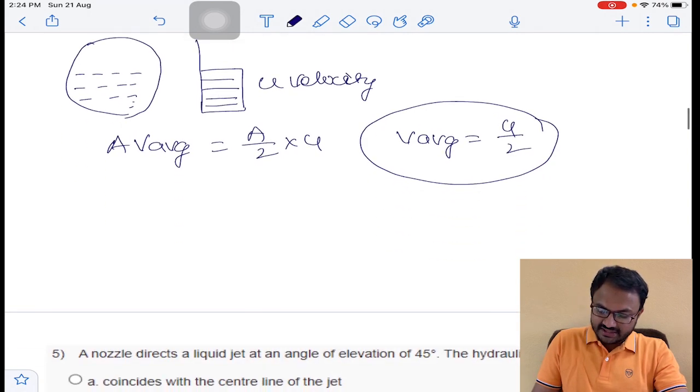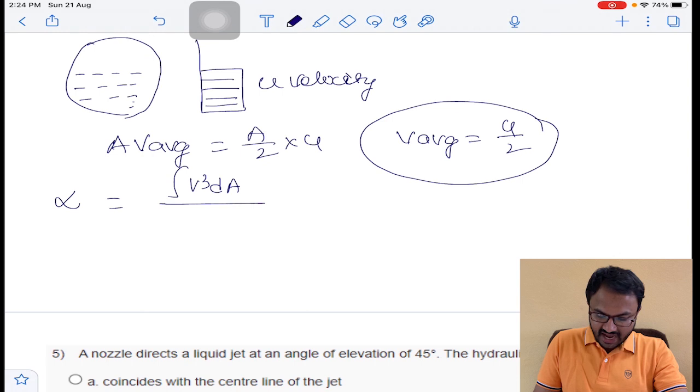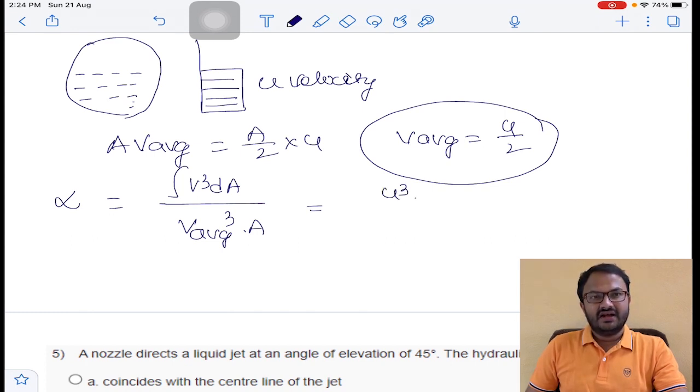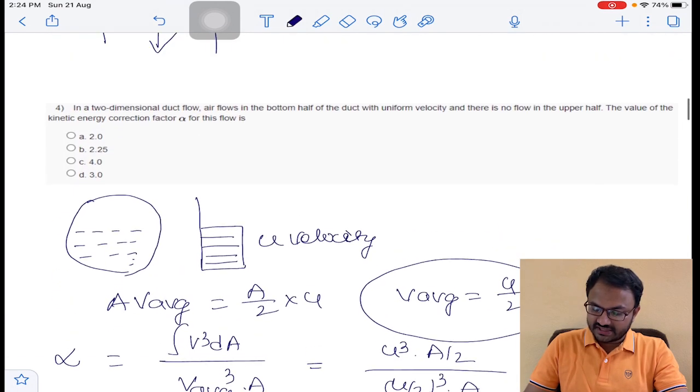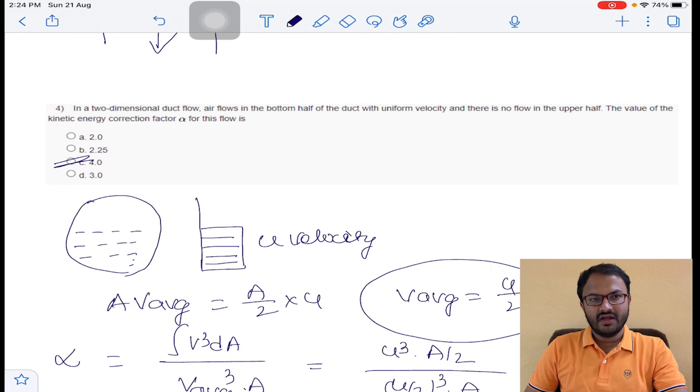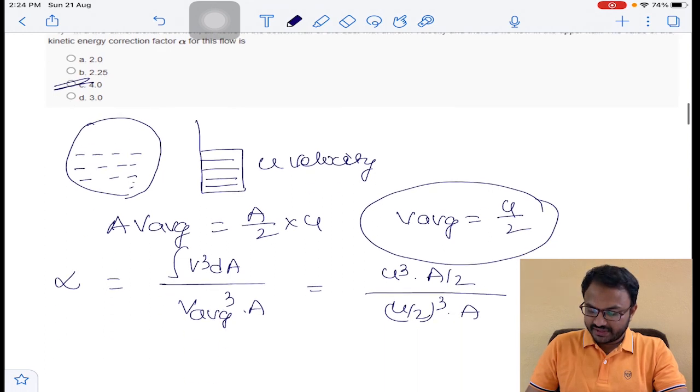Coming to the kinetic energy correction factor, alpha is equal to integral V cube dA divided by V average whole cube into A. Here V cube is U cube, and dA is only half area because the flow is only in the half portion, and V average is U by 2 whole cube, and A is A itself. If you solve this equation, you will get 4. So the kinetic energy correction factor is 4. So option C for question number 4.